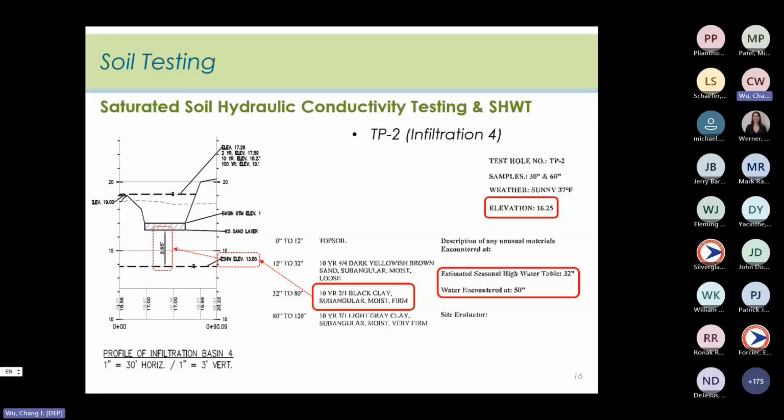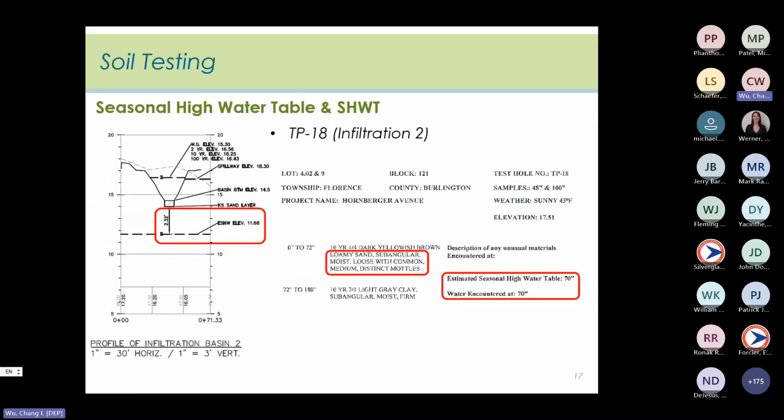This seasonal water table will be used to check whether there is sufficient separation of the seasonal water table from the lowest point of the BMP. And here's another example. When we look at the detailed site plan, you can see that in this case, the redoximorphic feature and the groundwater table are at the same location, which is 70 inches from the ground.